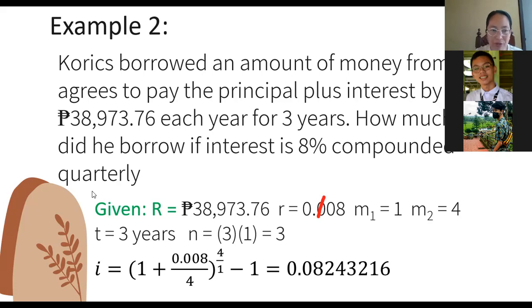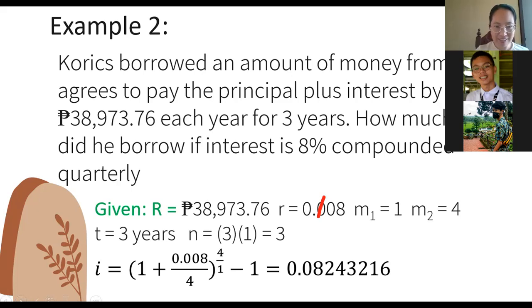Kasi compounded quarterly. Kaya siya naging, yung M sub 2 natin is 4. And then yung the time period natin is 3 years. Okay, so that is 3 years. Therefore, our N will be M1 times T, and that is equal to 3. Mga anak, ito yung way ng pagkuha natin dun sa kanina. Ito na yon, yung I natin na ginamit, kaya siya naging 1.03 something kanina. So yung I natin, kapag i-compute natin, will be 1 plus 0.08 divided by 4 plus 1 and then raised to the 4th power minus 1. Kaya siya 0.08243216. Okay po. So yun yung gagamitin nating I.